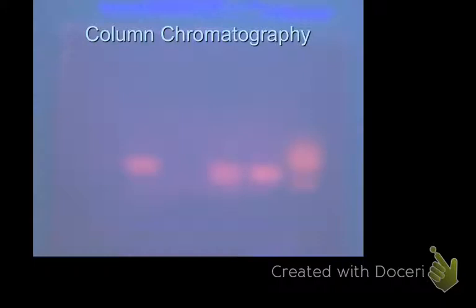Now, a way to separate the different proteins. So now you've got a solution that's got lots and lots of proteins. You have to have ways to separate it. And we're going to talk about column chromatography. This is perhaps the most common way that it works.